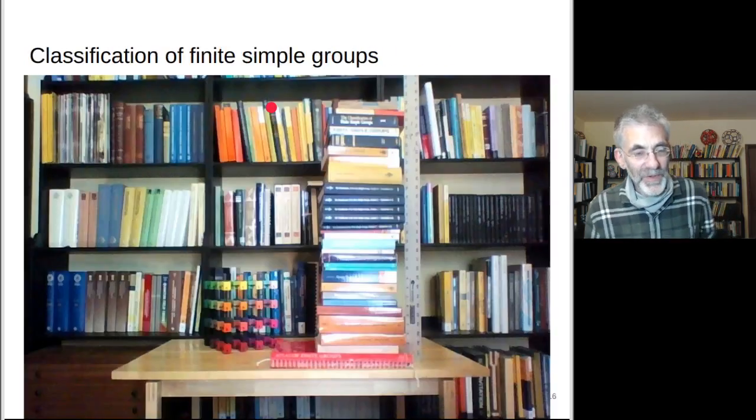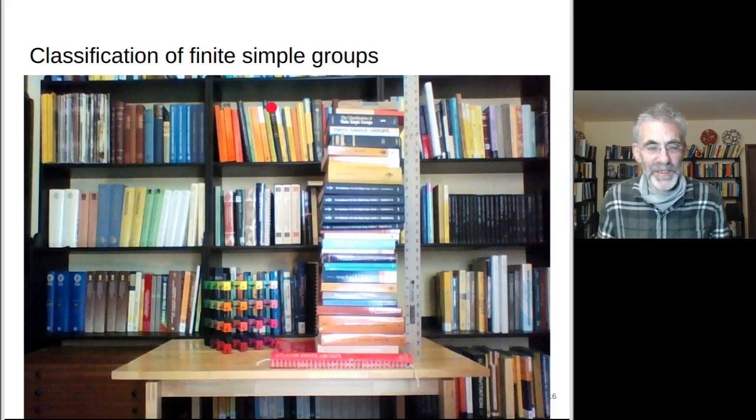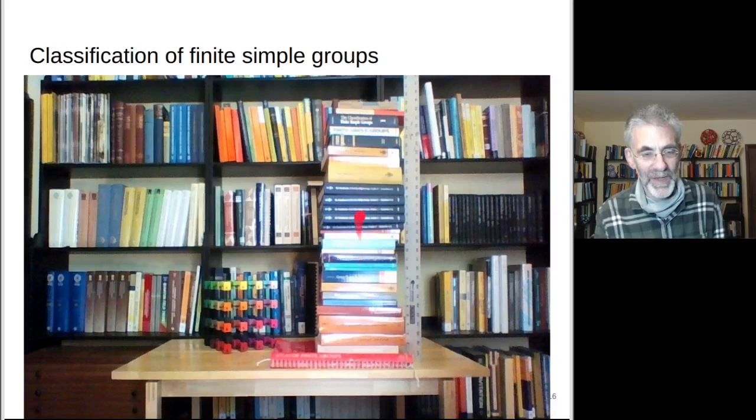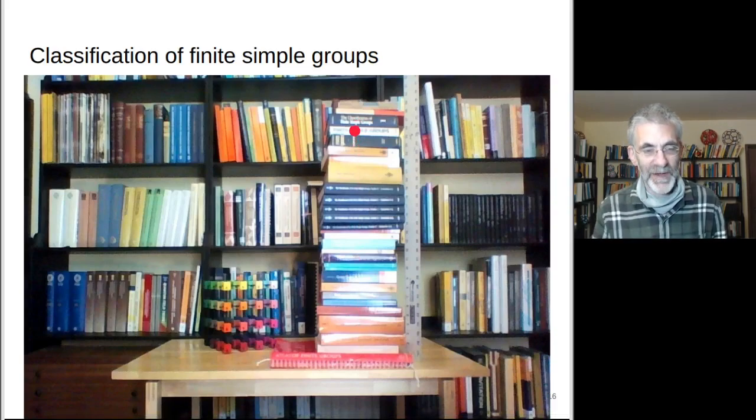So how do you classify the finite simple groups? Well, the classification of finite simple groups is possibly the most complicated theorem in mathematics that has been written down. Here's a rough picture of the classification. If you look at this pile of books here, this pile of books is pretty close to giving you the classification of finite simple groups.